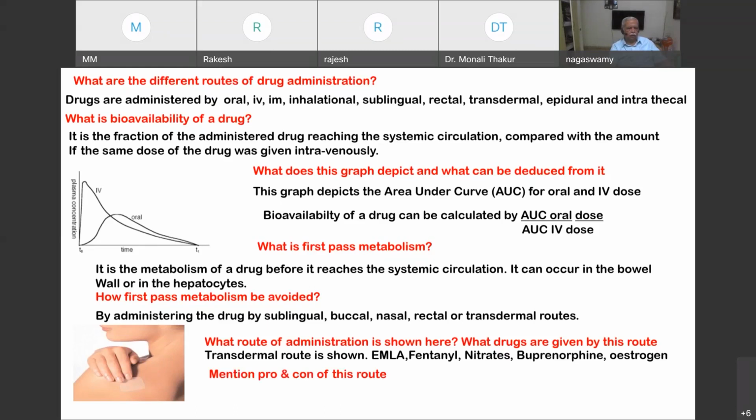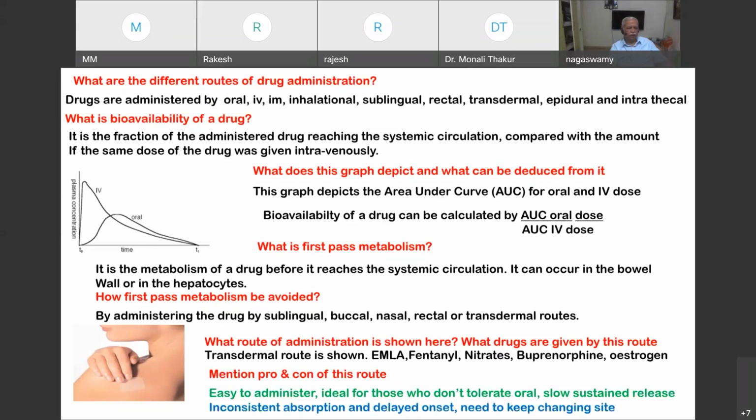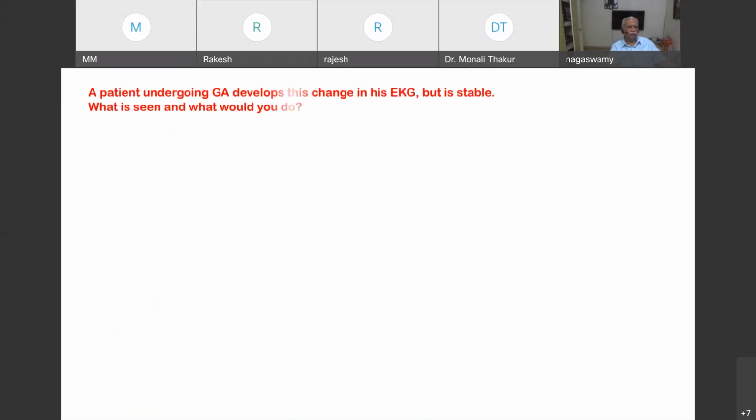What are the advantages and disadvantages of this route? Easy to administer, ideal for those who don't tolerate oral, slow sustained release. These are all the advantages. Inconsistent absorption, delayed onset, need to keep changing the site. These are all the disadvantages.